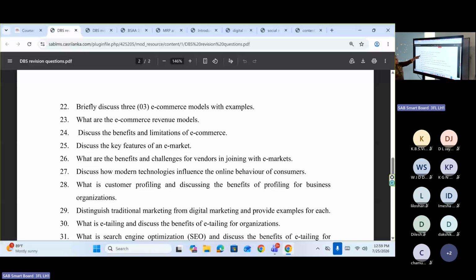So, then what are the e-commerce revenue models? And we learned about e-commerce revenue models like sales revenue model, subscription revenue model, advertising revenue model, what else? Then discuss the benefits and limitations of e-commerce, and we did a number of questions on this area, e-commerce. Key features of an e-market, virtual markets. We discussed about e-markets.